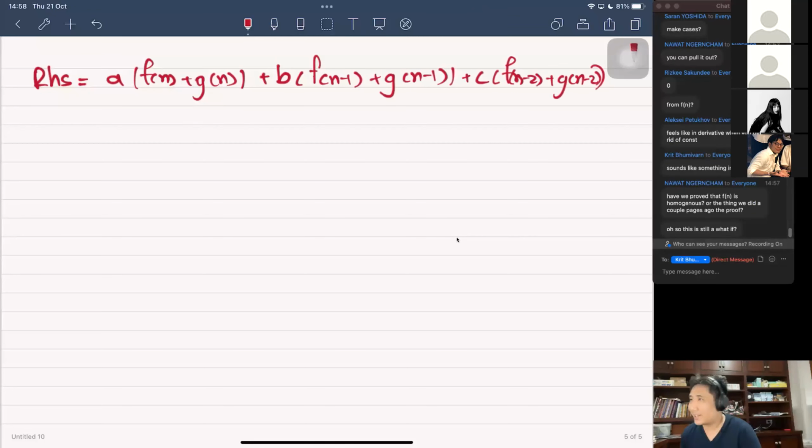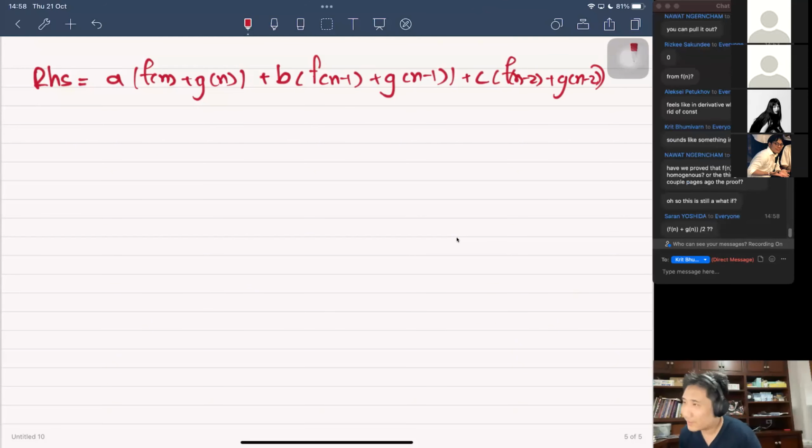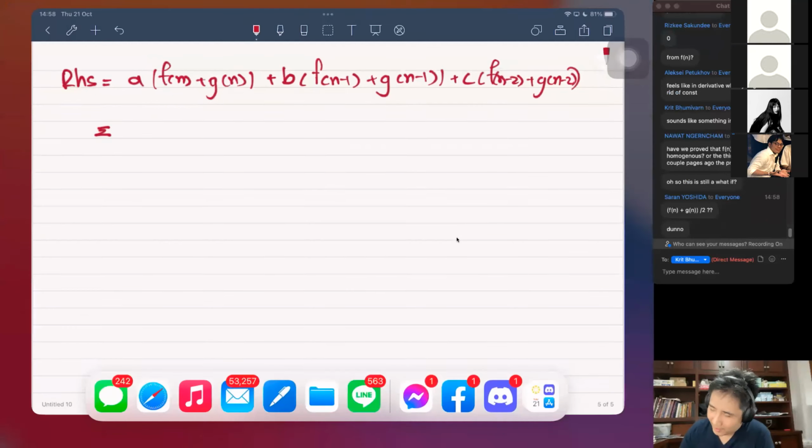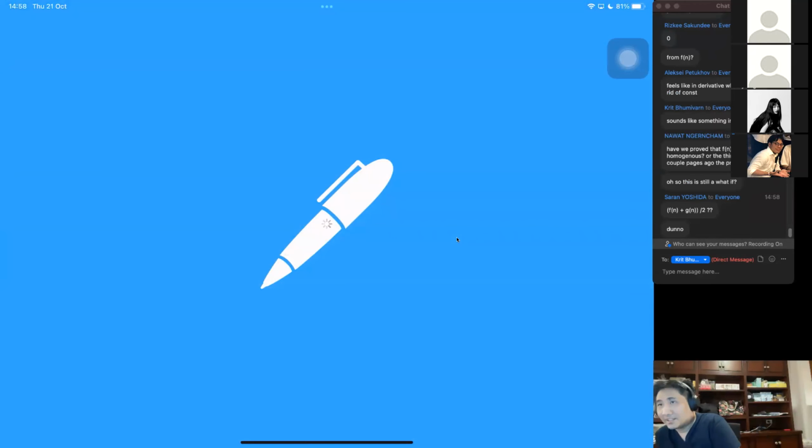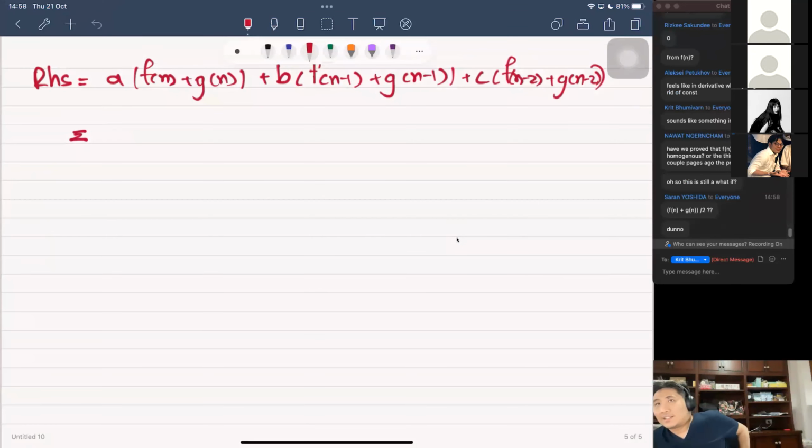Any guess on what this thing is going to be? The actual proof is probably in the lecture notes. What do you think this is equal to? Just tell me.